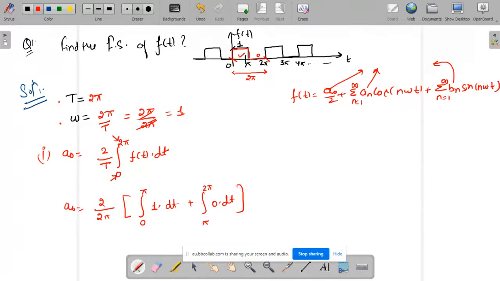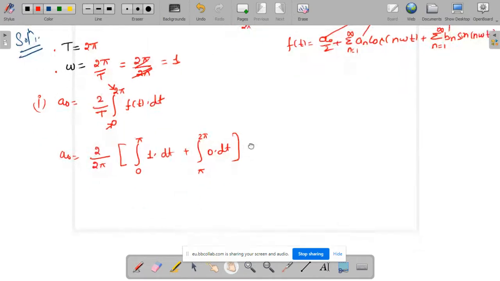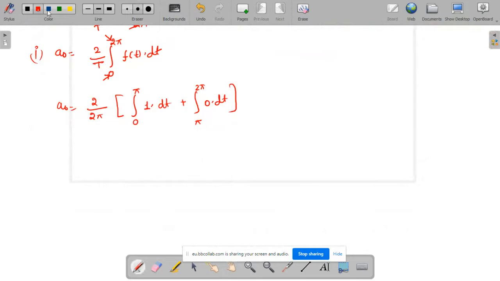So 0 to pi the signal is 1, you can see here, and pi to 2 pi the signal is 0. After this, this part is 0. Integration of 0 is 0, so this cancels out. And what is the value of a naught? A naught is 1 divided by pi times the integral of 1.